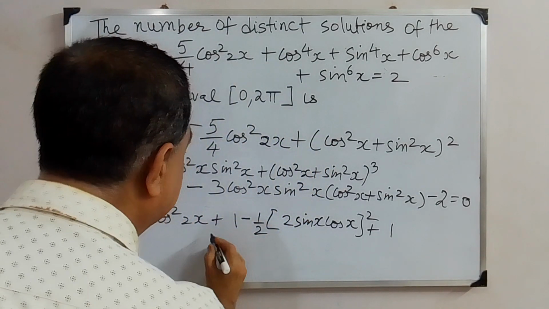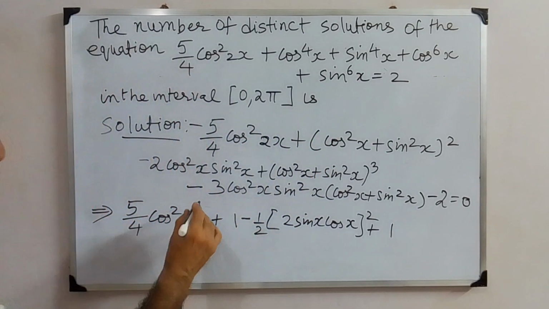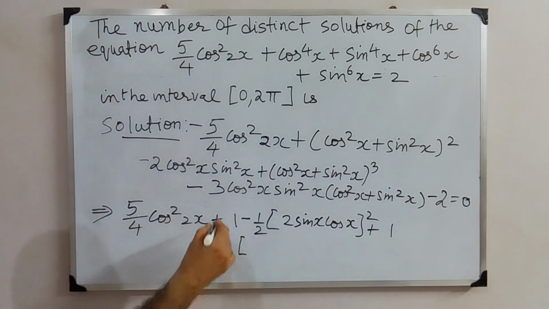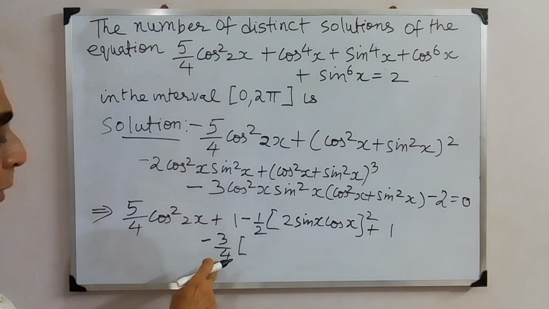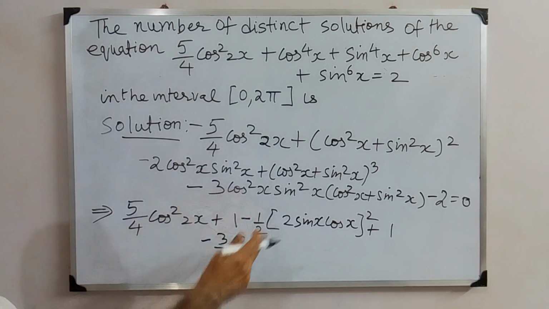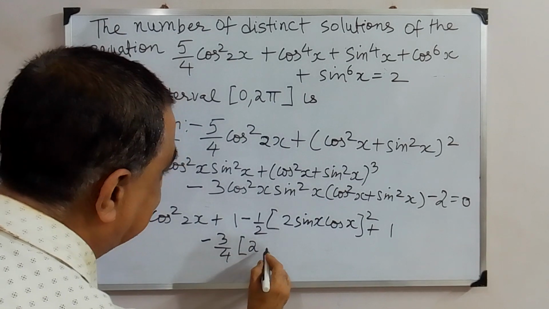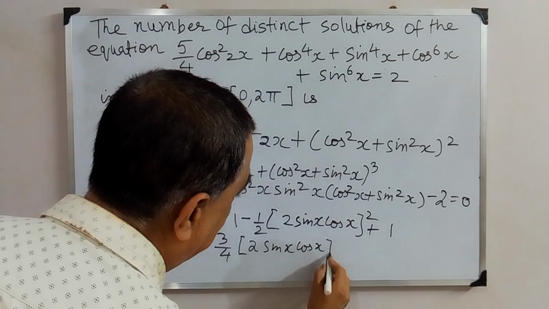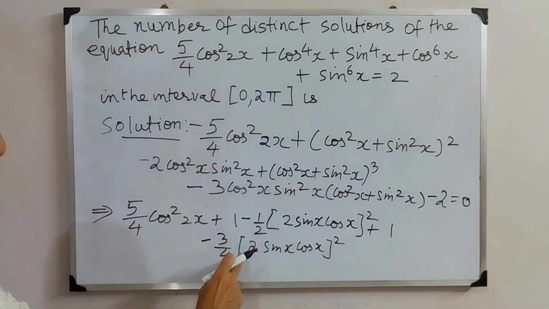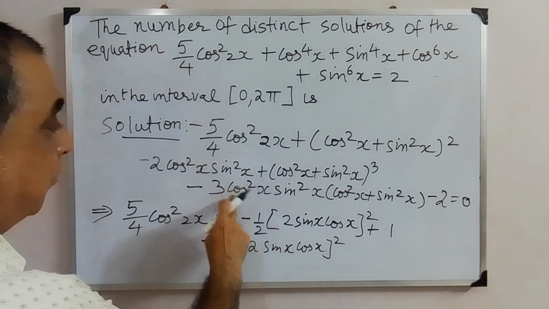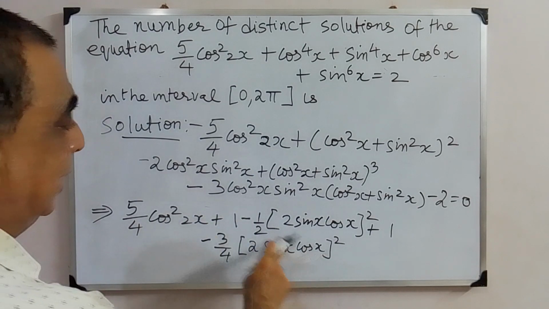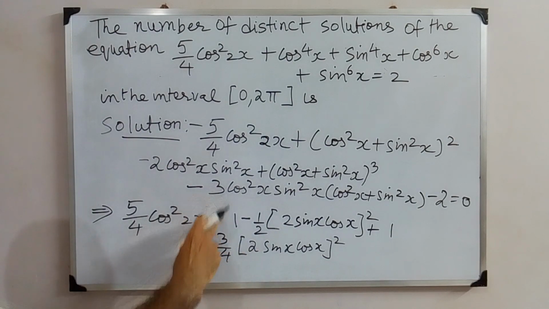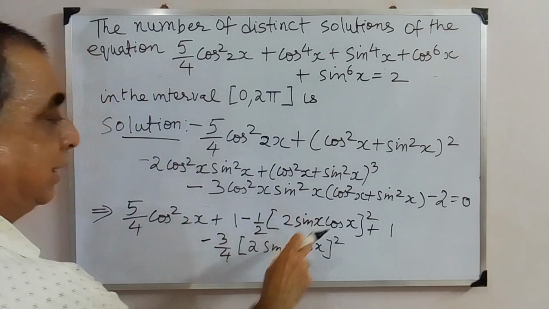And here minus, I am writing 3/4. Inside the bracket we have to multiply with 4, because here I have divided this by 4, so I have to multiply with 4. So I am writing 2 sin x cos x whole square. So this will become 4 sin squared x cos squared x, and 4 divided by 4 will cancel, so we will get 3 cos squared x sin squared x.